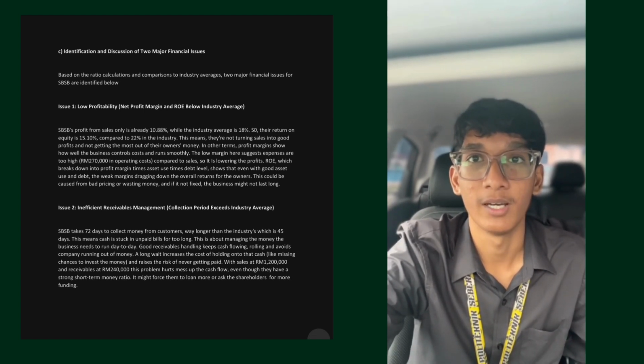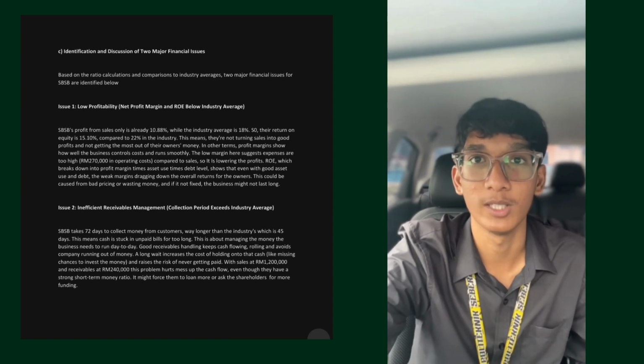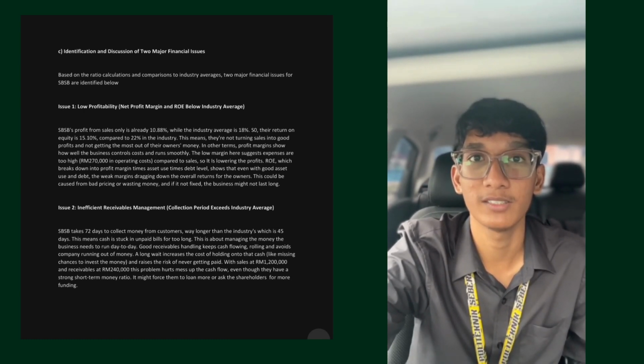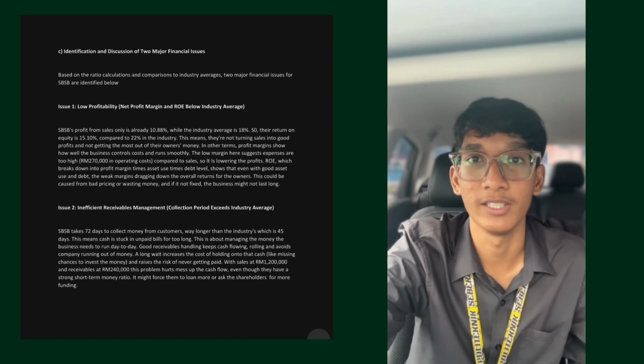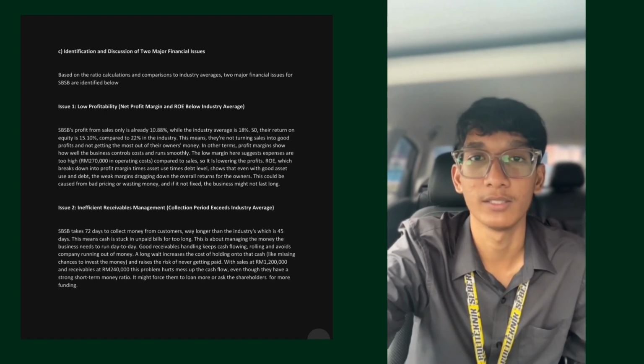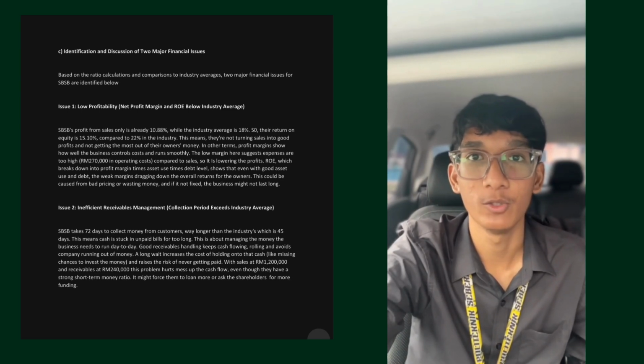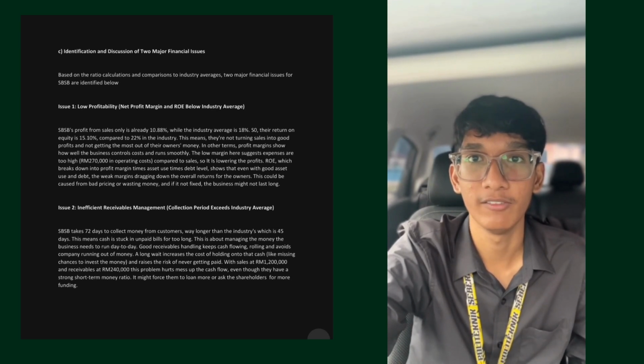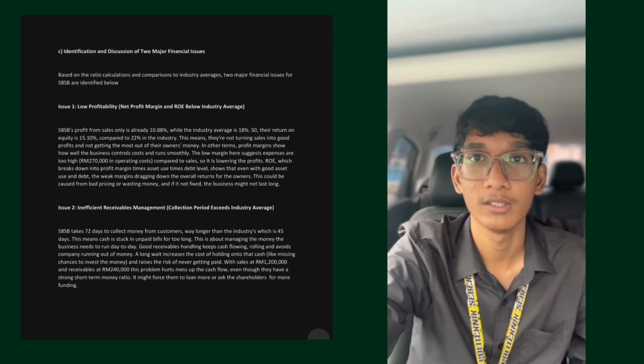In other terms, profit margins show how well the business controls costs and runs smoothly. The low margin suggests expenses are too high, RM 270,000 in operating costs compared to sales, which is lowering the profit. ROE, which breaks down into profit margin times asset use times debt level, shows that even with good asset use and debt, the weak margins are dragging down the overall returns for the owners. This could be caused by bad pricing or wasting money, and if it is not fixed, the business might not last long.